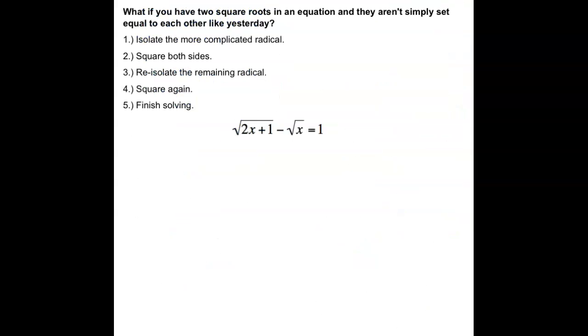All right, so what happens if we have two square roots in an equation, but they aren't equal to each other? So like yesterday, we had things like a square root equals a square root. But in today's, notice that we have two square roots, but there's something over here extra. It's not just a 0. We can't simply add the square root of x to the other side and have it clean up nicely. So we're going to actually have to go through this process twice.